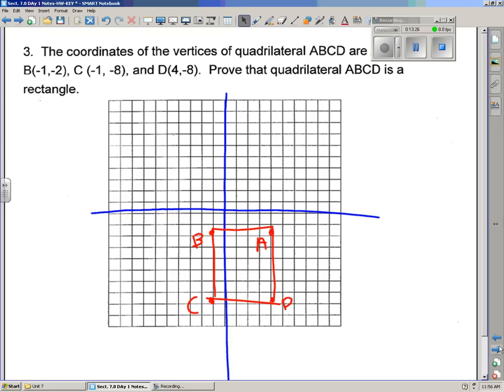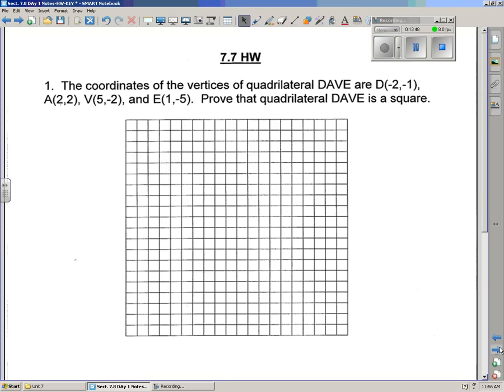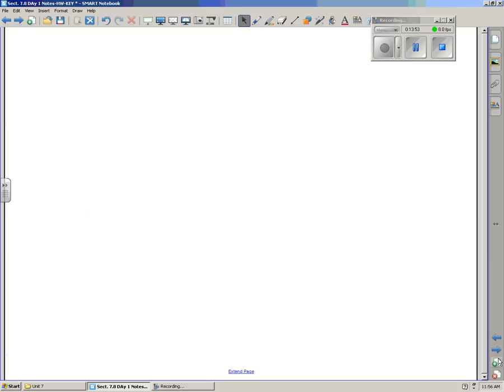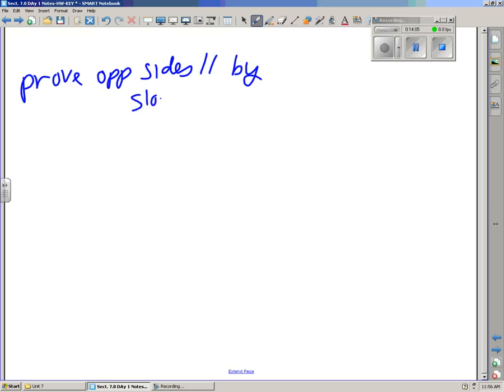So the question, is this thing a rectangle? Well, in order to be a rectangle, you have to be a parallelogram first. So if I can get a parallelogram with one right angle, all is good. So I'm going to get a parallelogram by proving opposite sides are, I guess I'll prove opposite sides to be parallel. So let me go to a clean sheet. So I'm looking for prove opposite sides parallel by slope.